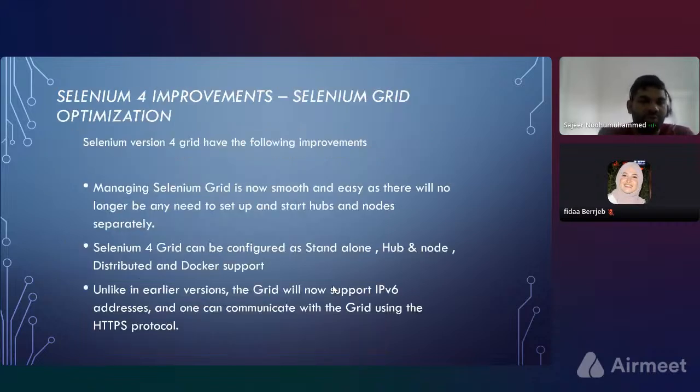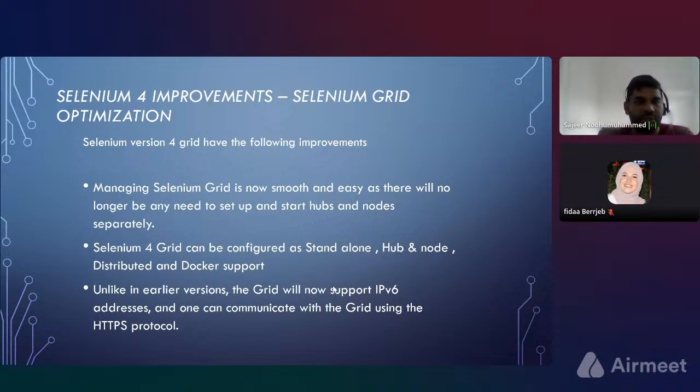Another improvement is Selenium Grid optimization. Selenium Grid management is smooth and easy. Anybody who has used Selenium Grid knows that we need hubs and nodes, and we need to configure them separately. But in Selenium 4, they are giving different options for configuration: we can use standalone, hub and node, or distributed, or even Docker support. It will generate some images and we can test with that. So the grid optimization is substantial.